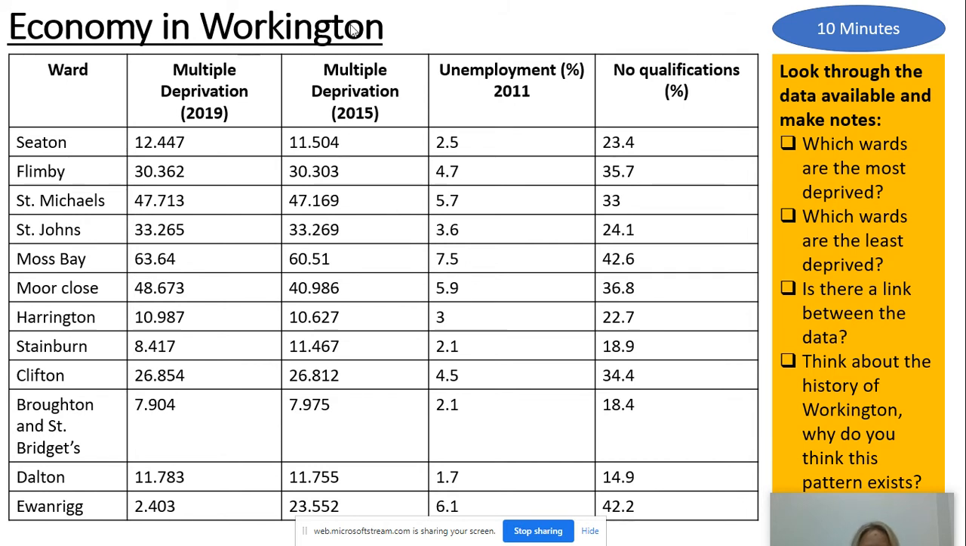So if we were to look at Moss Bay, for example, Moss Bay has 7.5% unemployment, which is quite a high figure, and 42.6% with no qualifications, also a high figure, and this also happens to be one of the areas of significant steelworks. Is there a relationship between that? So you've got 10 minutes now to write me a few paragraphs based on the economy in Workington.